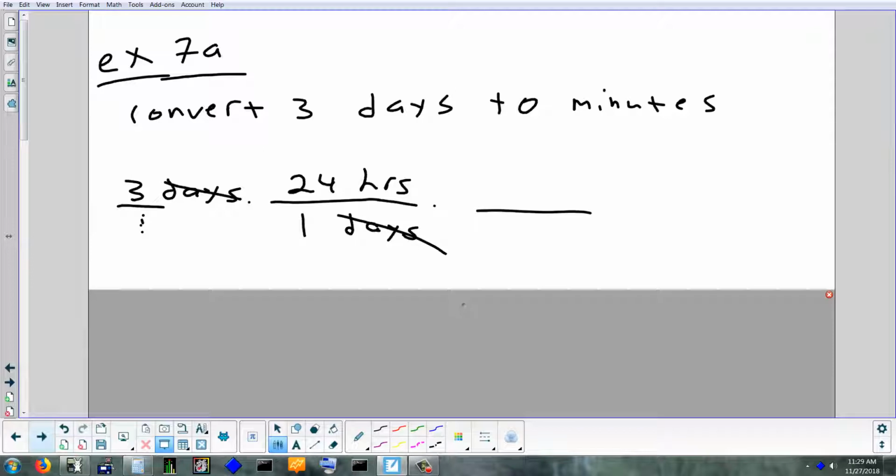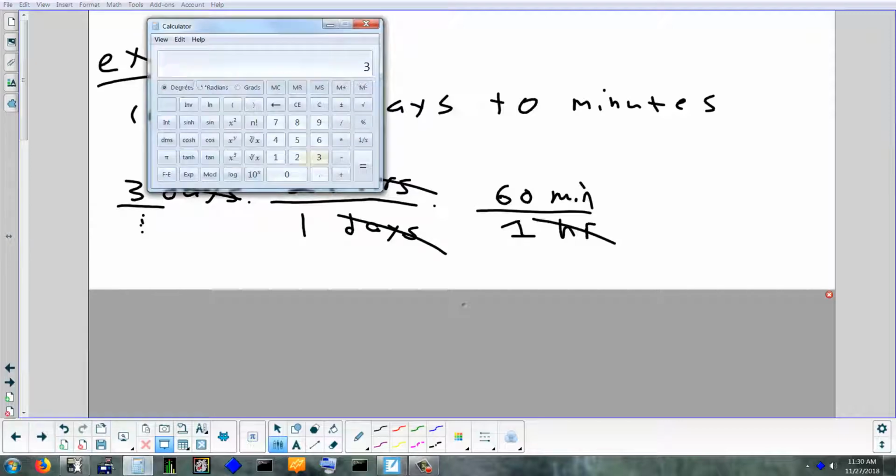Now we're going to go down to minutes. What's the conversion between hours and minutes? 60 minutes per hour. 60 minutes to 1 hour. Where do I want hours, top or bottom? Bottom, because we want it to cancel. So in 1 hour, 60 minutes, hours and hours cancel. And now you multiply straight across, and you get your answer.